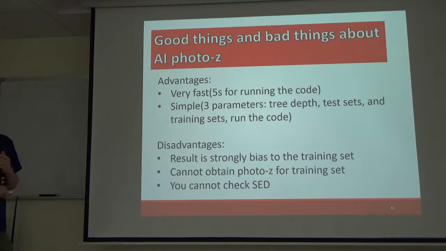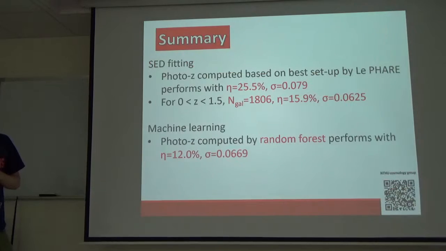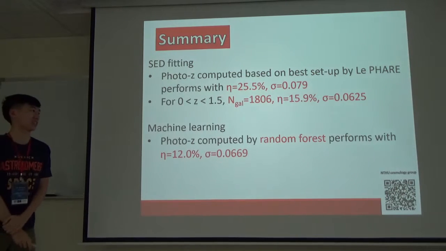For example, the result is strongly biased to the training set. For the NEP catalog case, my training set is the spec-z data, so they are very bright, so it may be biased, and you cannot obtain photo-z for the training set. Moreover, you cannot check the SED. So this is the summary of my presentation. Thank you.